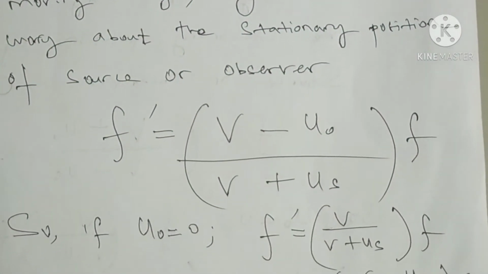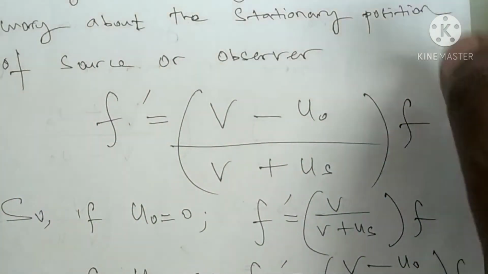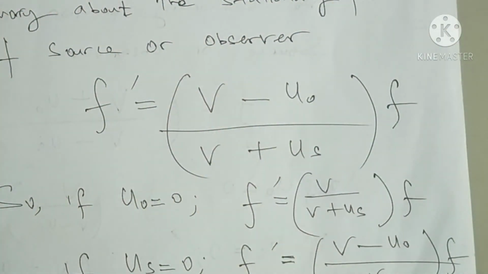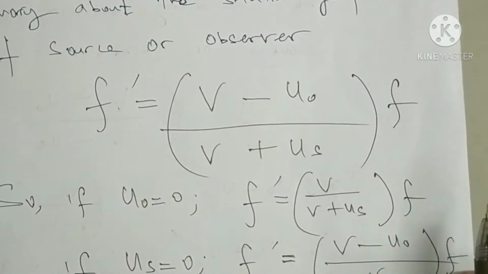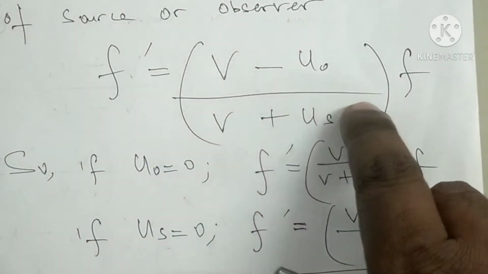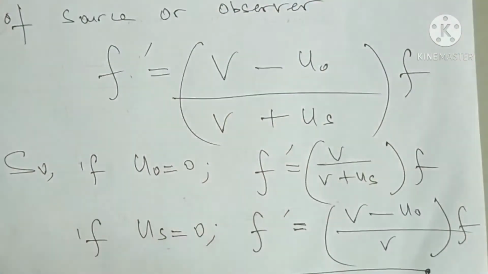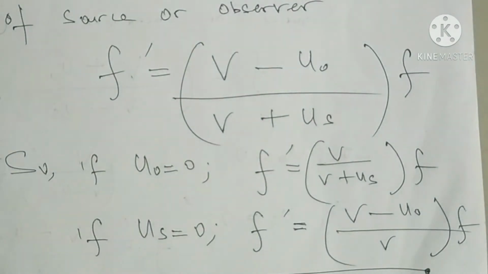If the speed of the observer is 0, then you will get this formula. If the speed of the source is 0, then you put 0 here, and it turns out to be this formula. Simple like a bubble without giving you any trouble.